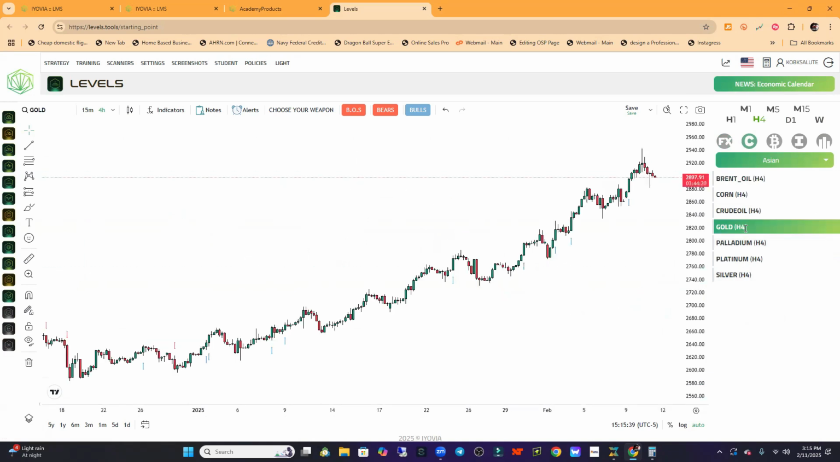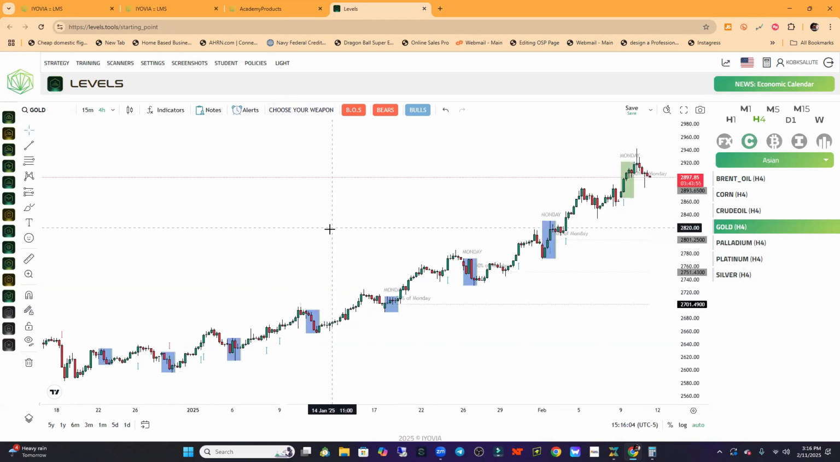The reason I say gold is because gold is great for the new trader, whether you're trading futures, Forex, or whatever it may be. Guys, you can even use this on binary options, as you saw that we were able to get into the market last night and dominate. So we're going to select gold. Then I'm going to choose my weapon and apply the Monday box.